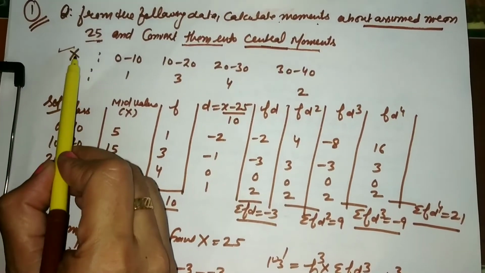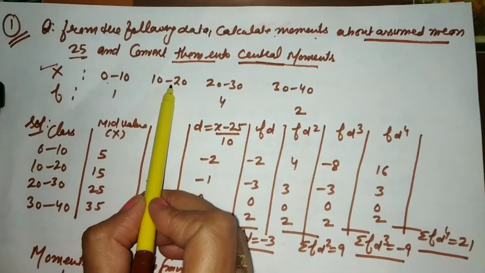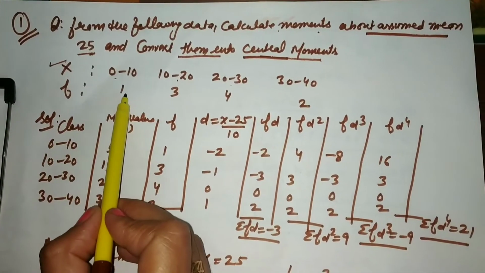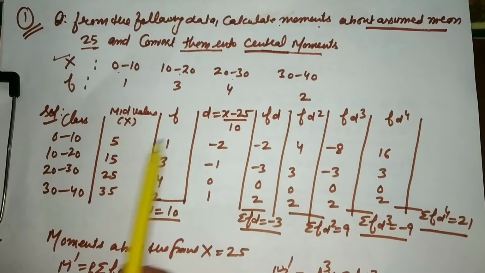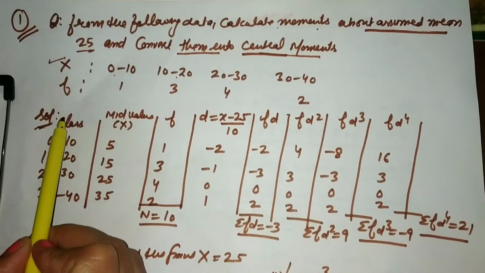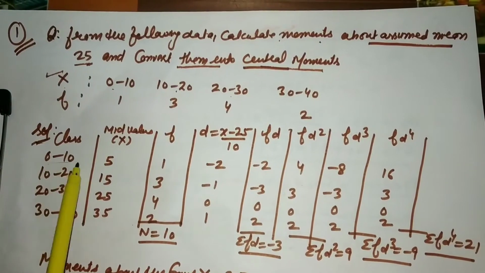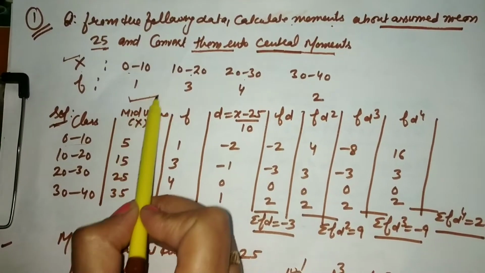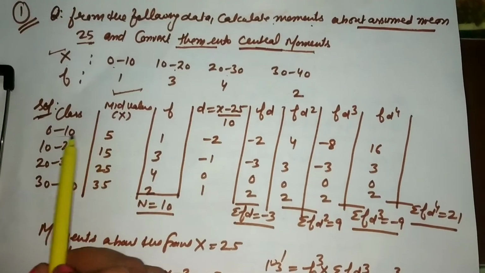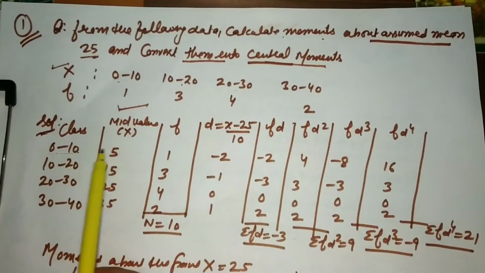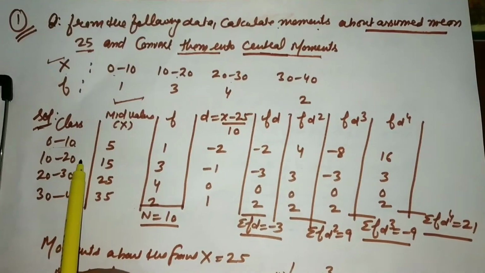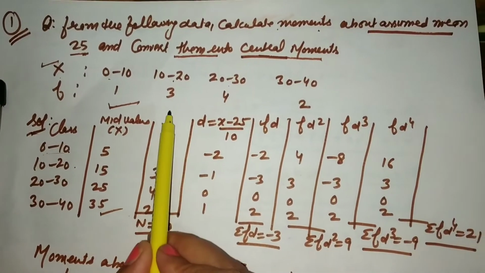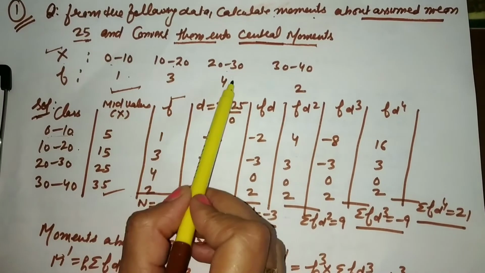So data is given, X series is 0 to 10, 10 to 20, 20 to 30, 30 to 40, and the corresponding frequencies are given: 1, 3, 4, 2. So how do we solve? Classes are given. I have written 0 to 10, 10 to 20, 20 to 30, 30 to 40. Firstly I have calculated the mid values. How do we calculate them? 0 plus 10 divided by 2, 5. 10 plus 20 divided by 2, that is 15. And so on. Then frequency is already given: 1, 3, 4, 2.